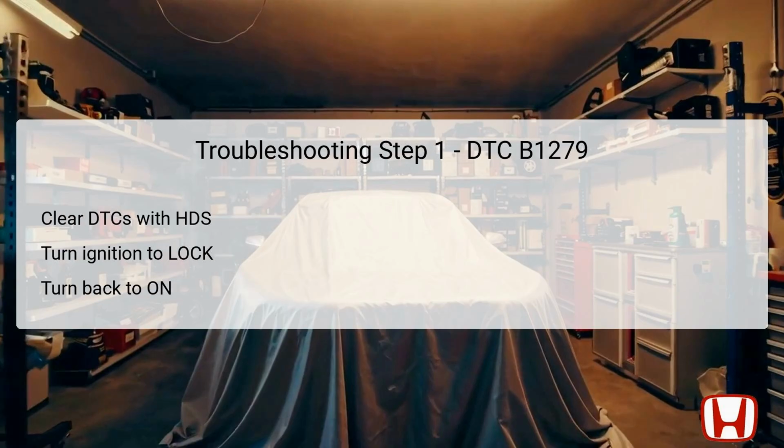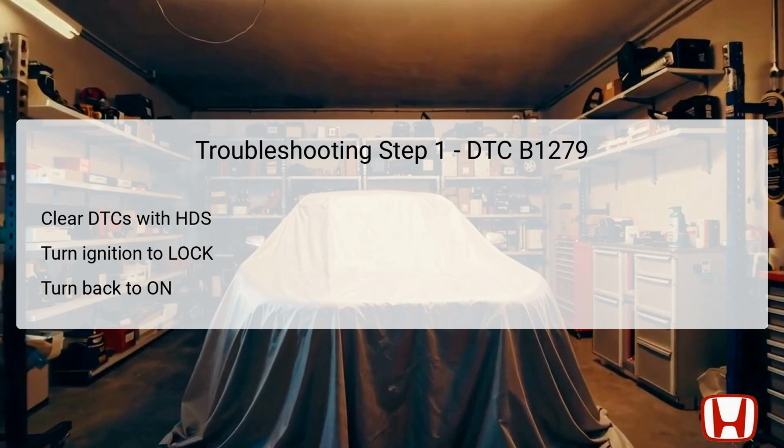The first step in addressing DTC B1279 is to clear the diagnostic trouble codes, DTCs, using the Honda Diagnostic System, HDS. Clearing the DTCs can help reset the vehicle's system and potentially resolve temporary faults. Following this action, turn the ignition switch to the lock position, ensuring that the system is off before proceeding.